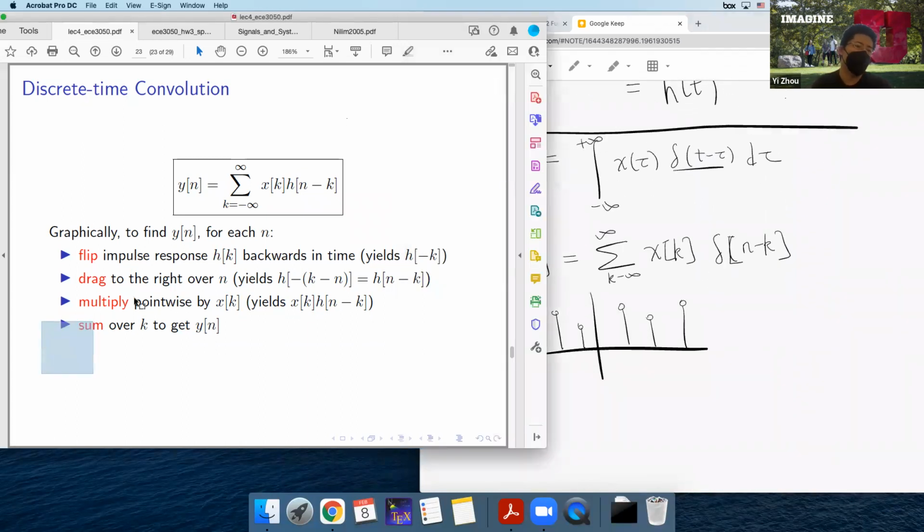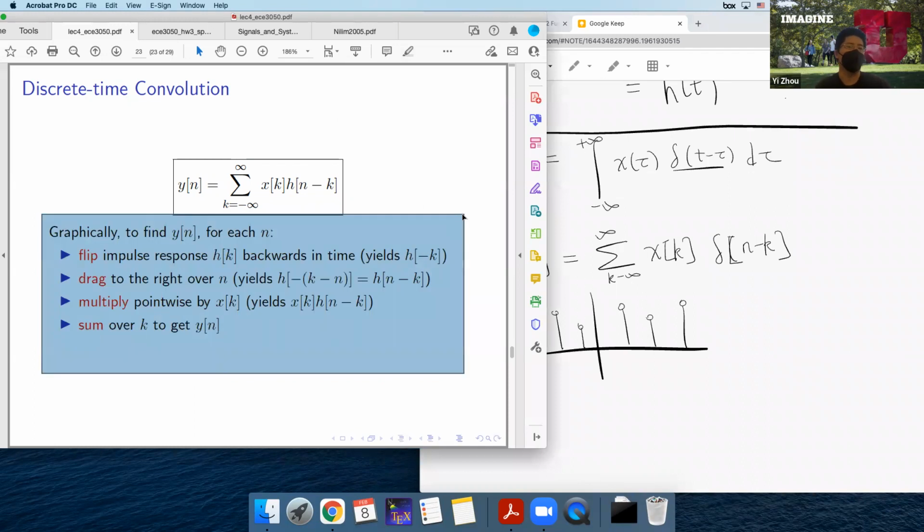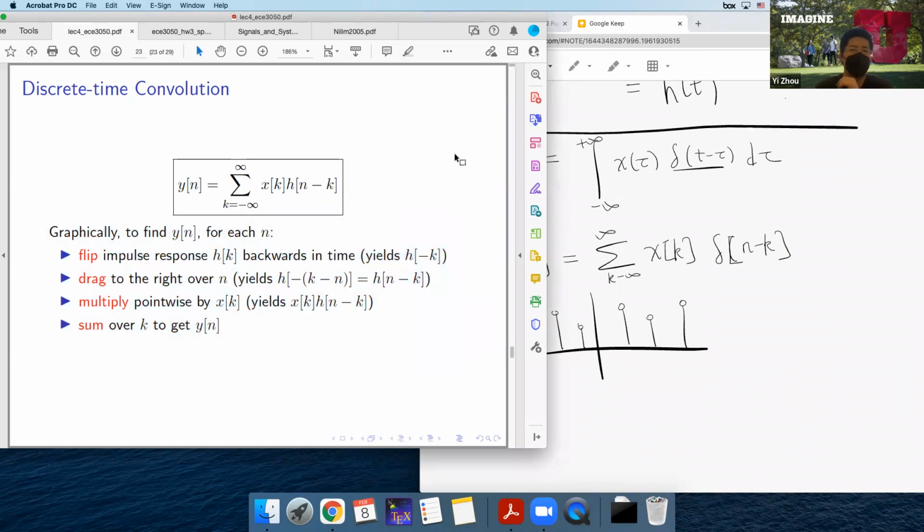And the corresponding underlying visualization or intuitive explanation are also the same as what we have shown in the continuous time convolution part. So we are fixing one of the signals X, flip the other one H, and move it from left to right.